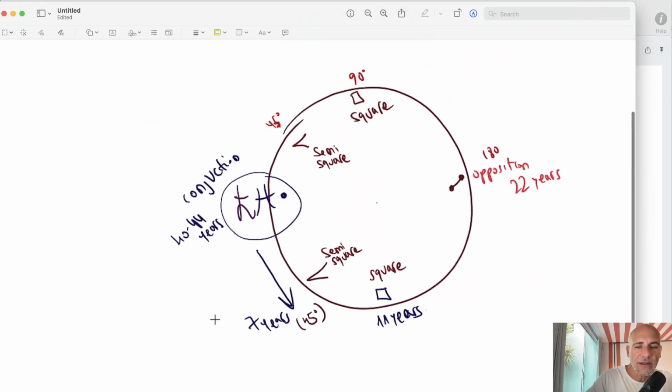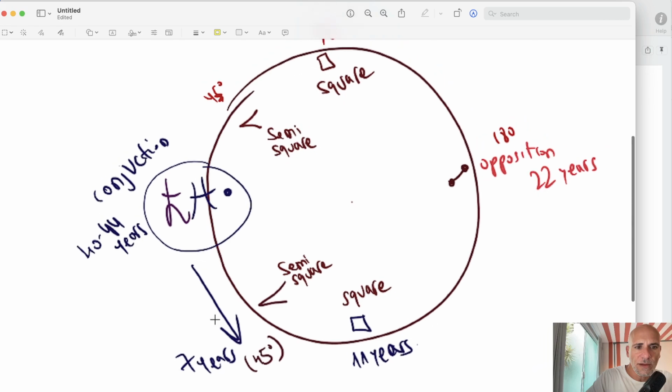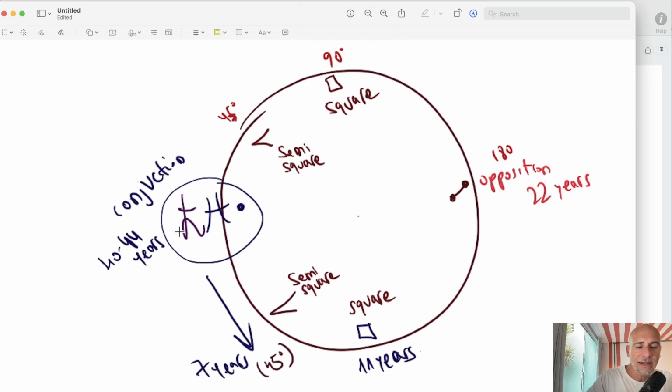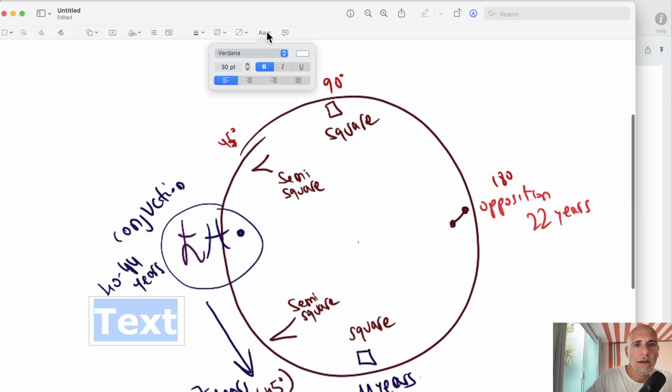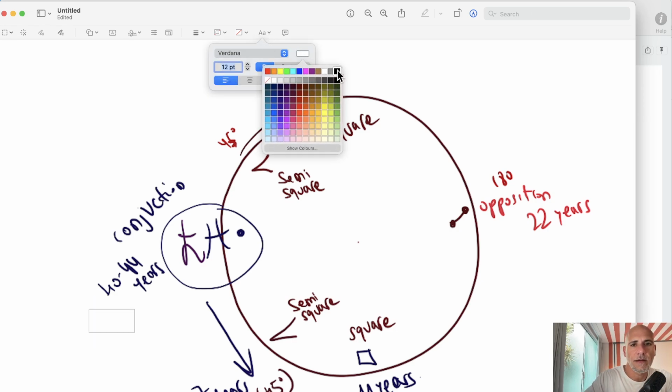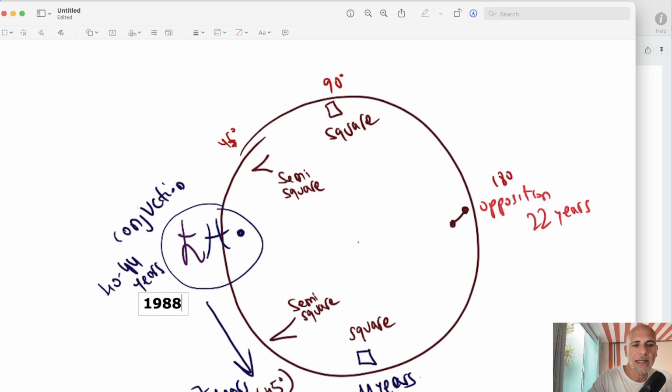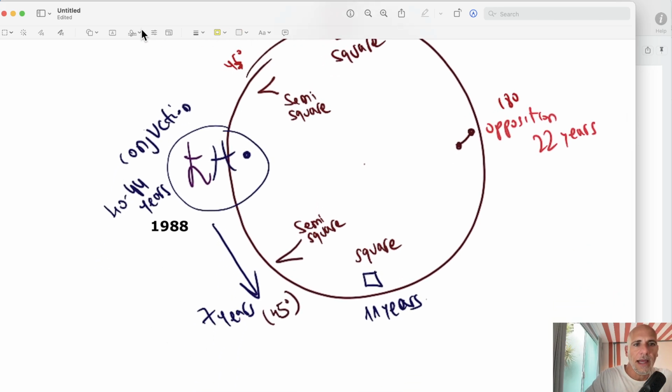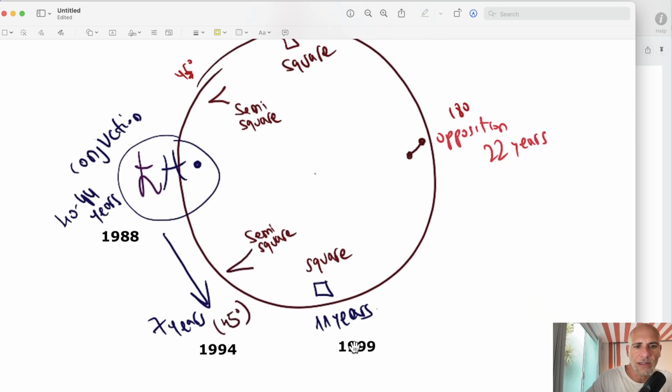Let's take the example of Saturn and Uranus. We discovered in the previous class that it takes them around 44 years to meet again. So if they were found here, let's put here, I'll take here, visible. So here it was 1988, here it was 1994, here it was 1999, almost 2000.